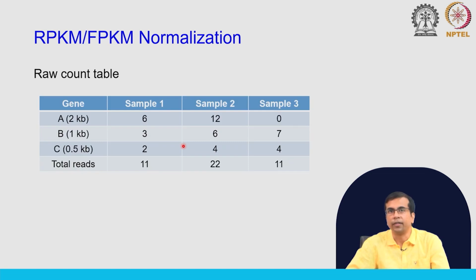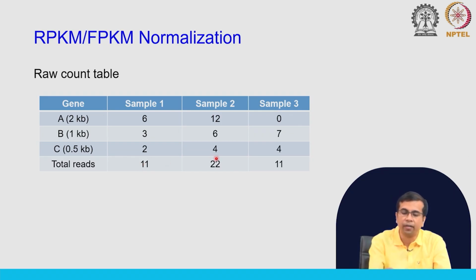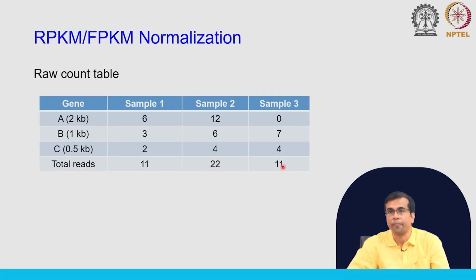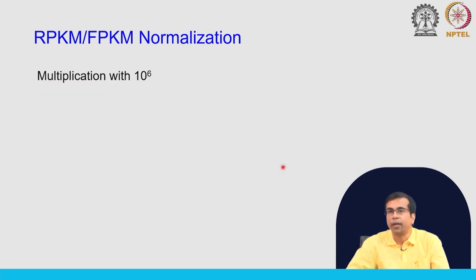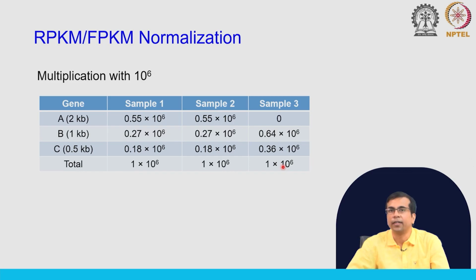So, let us take this earlier example and now do this RPKM FPKM normalization. We follow this method. First we divide by the total sequencing depth. In this case, for sample 1 this is 11, for sample 2 it is 22, for sample 3 it is 11. Let us do the division as before. We have seen this before. Then we multiply with 10 to the power 6, and these are the numbers that we get. We did this just before this method. So, we get this total is the same for all the samples.